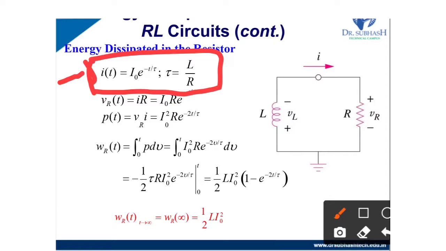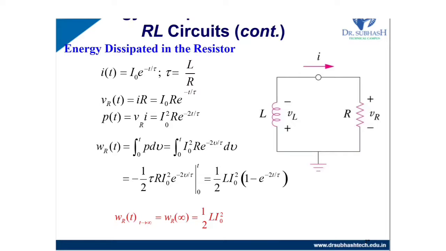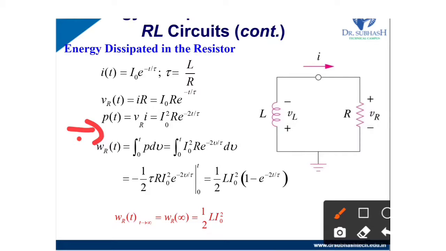Now what is the voltage? VR of t, the voltage at the resistor, is I multiplied by R, where the current is the initial current, so it is I0 R. Power equal to V into I. So P of t equal to VR multiplied by I, so it is I0 square R e raised to minus 2t upon time constant. Here we put the value of I in the form of I0 multiplied by e raised to minus t upon time constant.